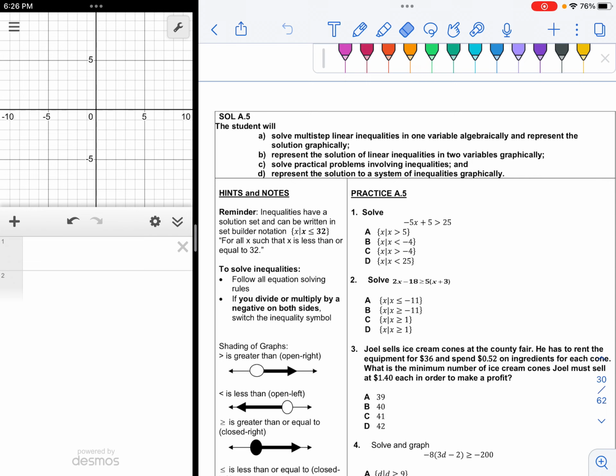First thing I have to talk about is something called set builder notation. That's a way of expressing your answers. Over here on the side, it says, here is what set builder notation is. It basically looks like x, the x with the line, and then your inequality solution. It's always surrounded by those brackets. The way it would be read is, for all x such that x is less than or equal to 32. It's just a fancy and formalized way of writing your solutions. It is very possible that the SOL is going to use those, so we keep that in mind.